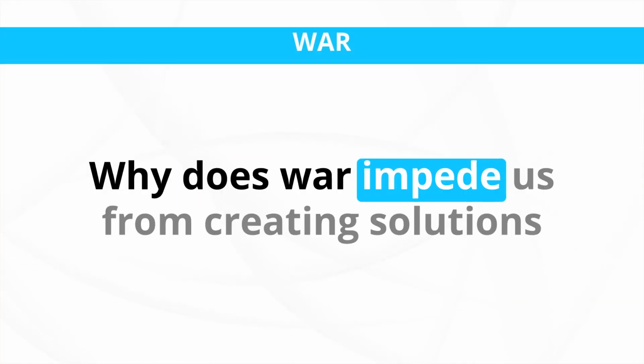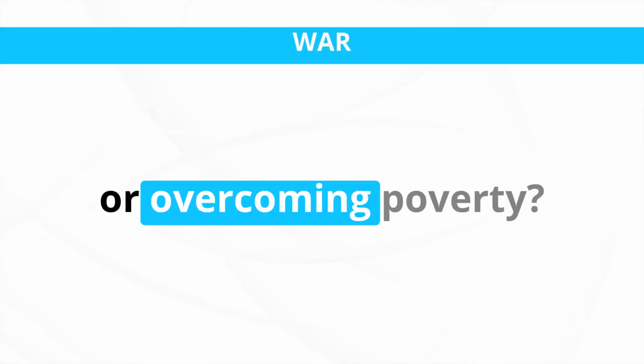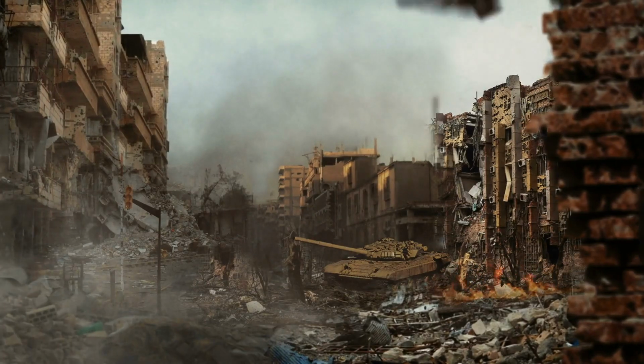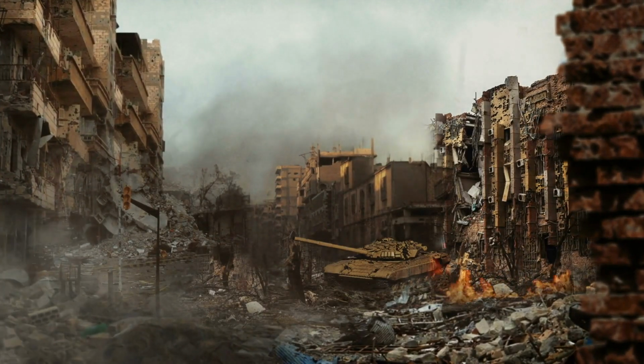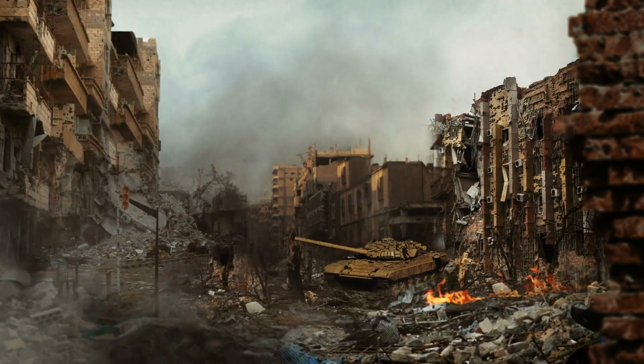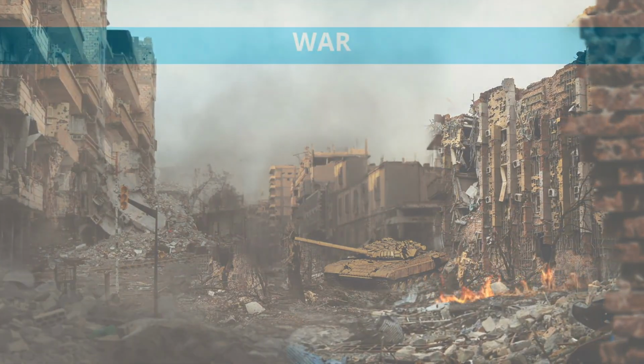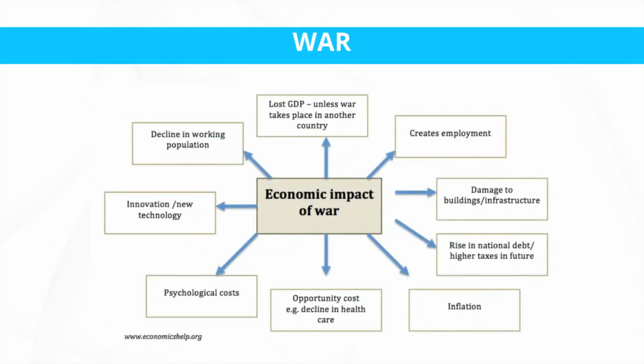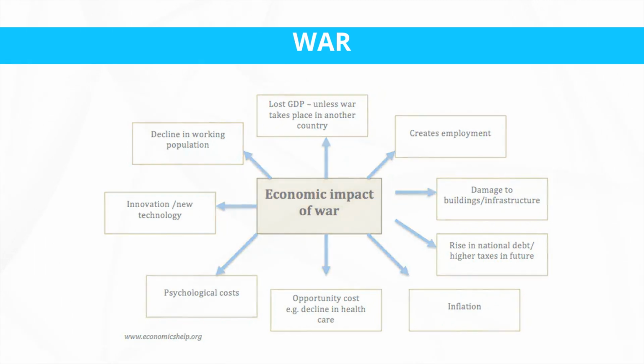Why does war impede us from creating solutions or overcoming poverty? War often leads to the destruction of critical infrastructure, including schools, hospitals, and transportation networks, which hinders economic development and poverty reduction efforts. Armed conflicts can displace communities, disrupt livelihoods, and lead to the loss of assets, making it challenging for affected populations to escape poverty or rebuild their lives.